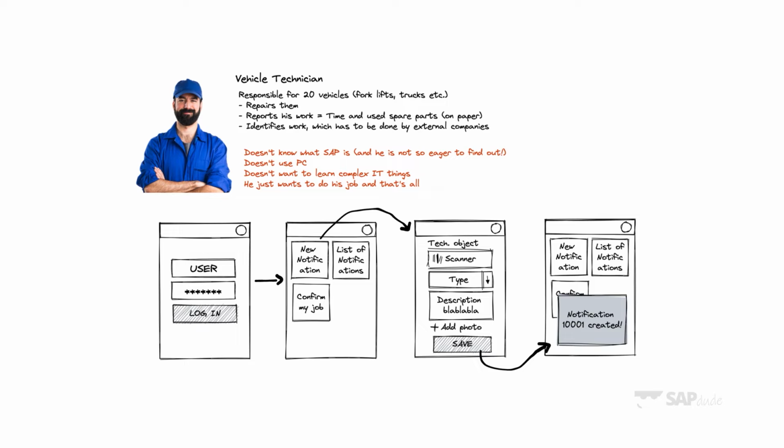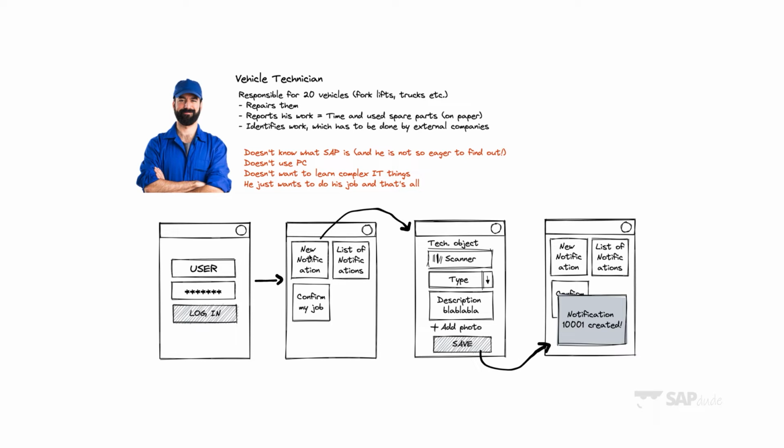So what I prepared below is, we call them four wireframes. These are very simple. So the idea from my side is to start from, let's say, the login page. So we will start with Fiori Launchpad, where the user enters ID and password and pushes the login button. Then he has only 3 tiles for him, like new notification, a list of notifications, and confirm my job. So new notification is, for example, for this scenario where he needs to identify work which has to be done by external companies.